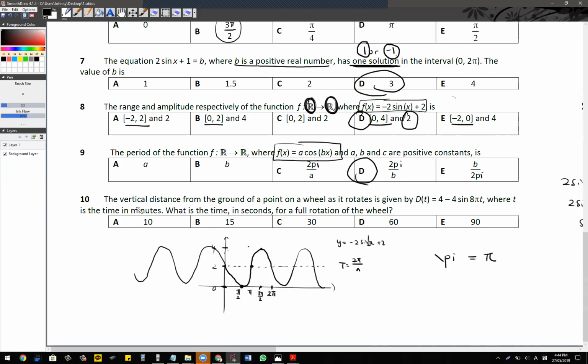Number 10. The vertical distance from the ground to a point on the wheel as it rotates is given by this, where t is time in minutes. What is the time in seconds for a full rotation of the wheel? Okay, so let's say there's a wheel and you have this point. As the wheel goes this way, this point goes through some sinusoidal motion. Let me show you what that means.